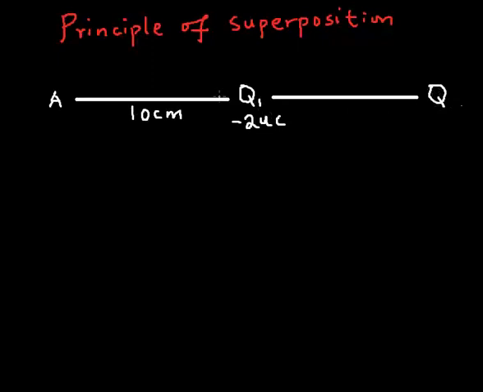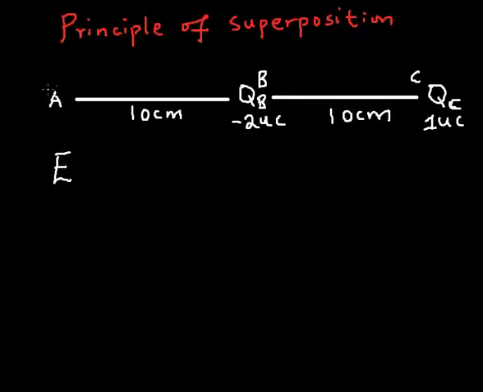Okay, let me use this point A. I have point B with a charge QB whose value is minus 2 microcoulombs. Let me use alphabet this time around. Then another point C, with a charge QC whose value is, let's say, 1 microcoulomb, and the distance is still 10 cm. Now you are being asked to evaluate the electric field intensity at point A.